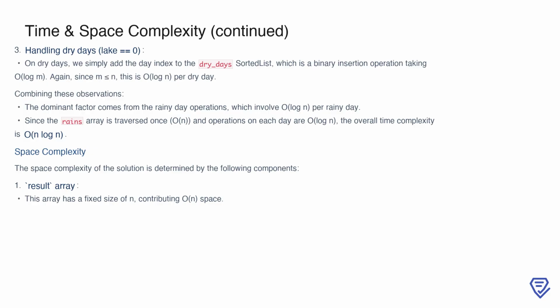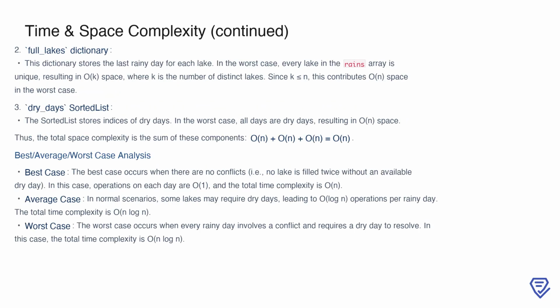Moving on to space complexity, the first component to consider is the result array, which stores the output. This array has a fixed size of n, contributing O(n) to the space complexity. Next, we consider the full_lakes dictionary, which keeps track of the last rainy day for each lake. In the worst-case scenario, every lake in the rains array is unique, meaning the dictionary could store up to k entries, where k is the number of distinct lakes. Since k is bounded by n, this contributes O(n) space in the worst case.